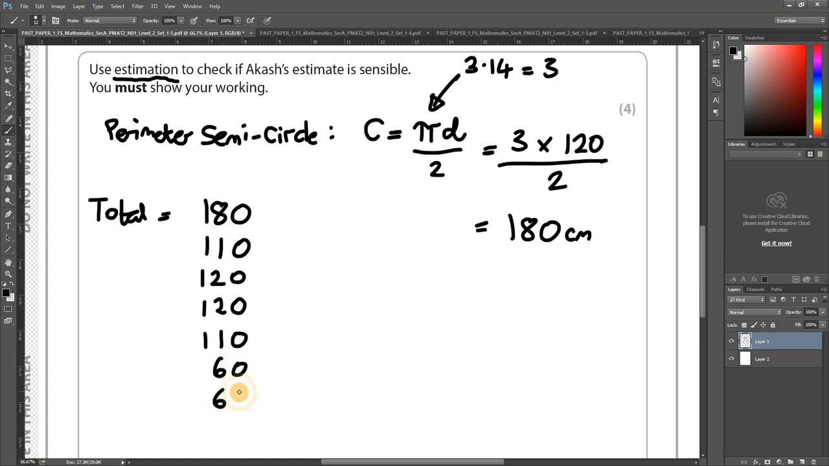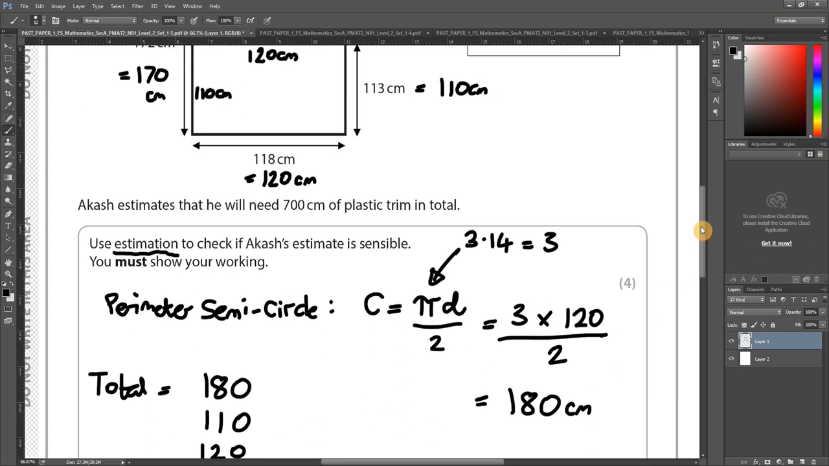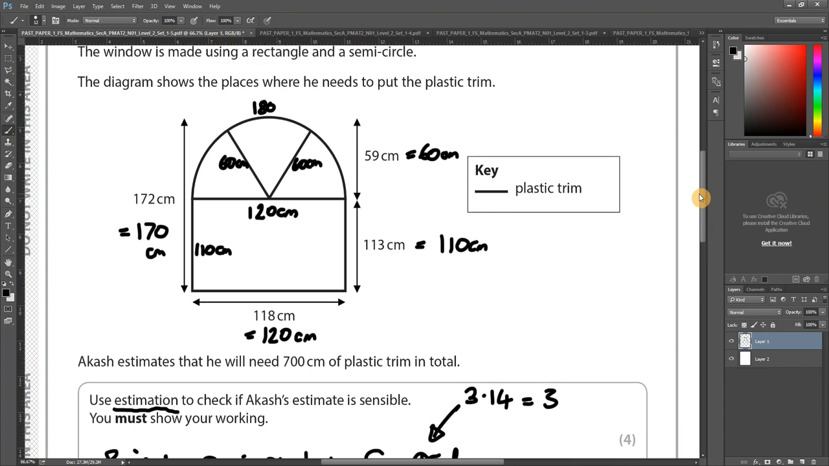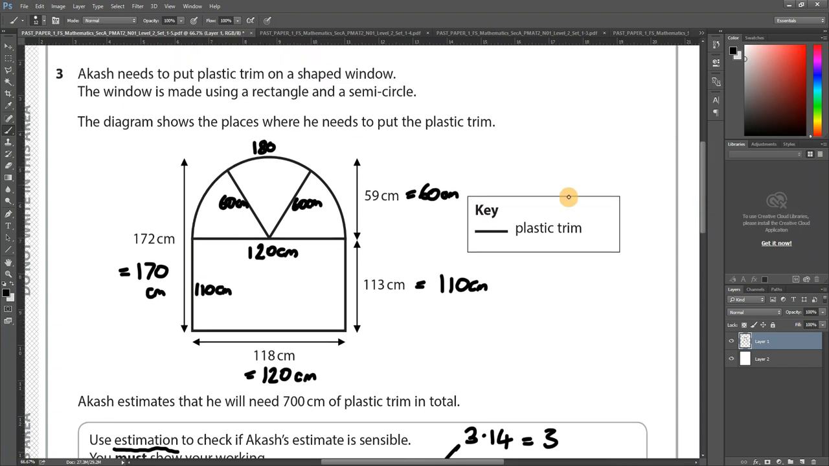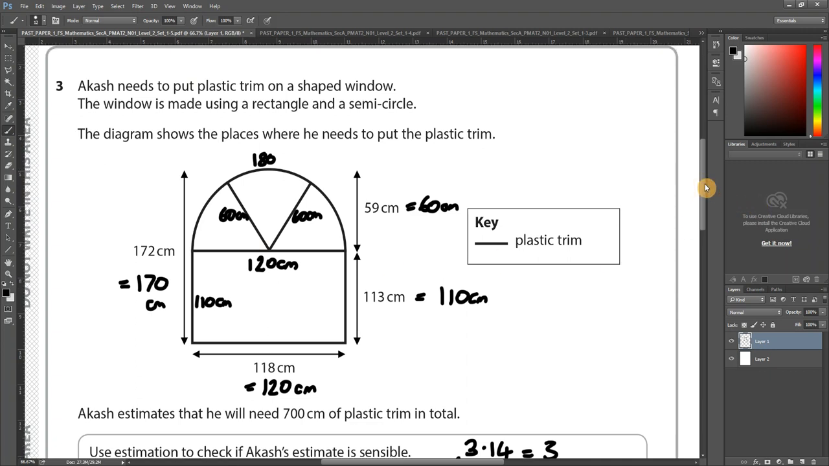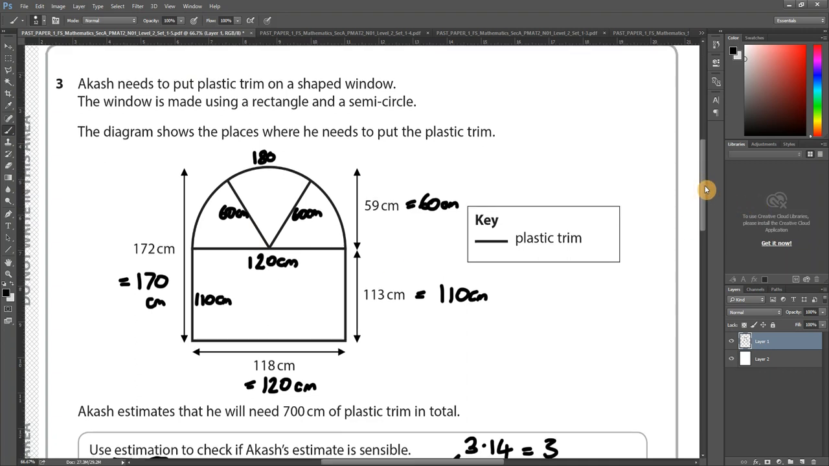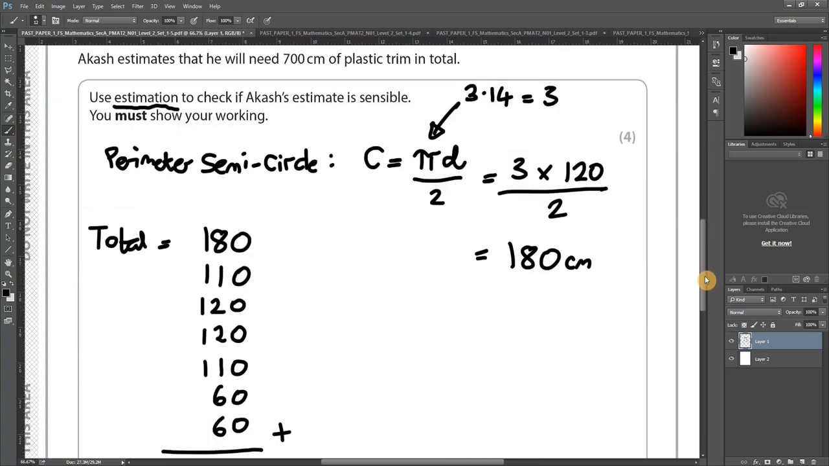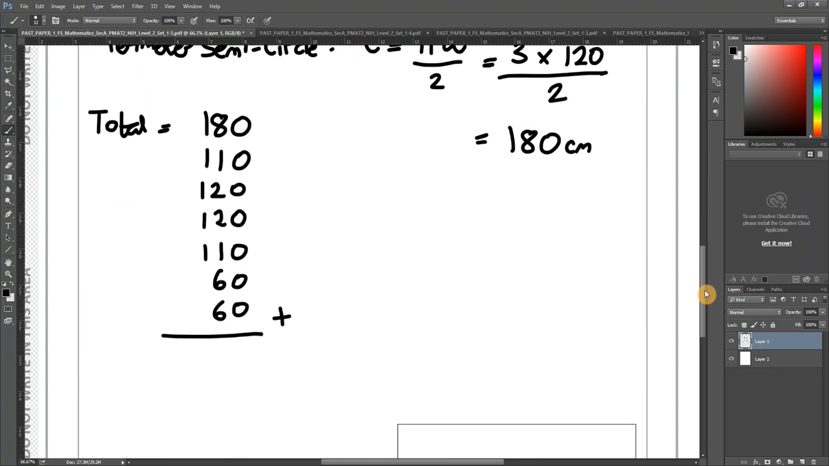Just double check. So I'm going to add them up like a big sum. That's probably the best way of doing it. We could do it in stages, whichever. I'm going to just do it all in one go. Just notice I didn't add the 170, so you're not adding the 110 twice on the left-hand side. Just make sure that you only add it once on the left-hand side. And that's all of them. So if we add it up like a big sum, that's all the ones that I need to add.